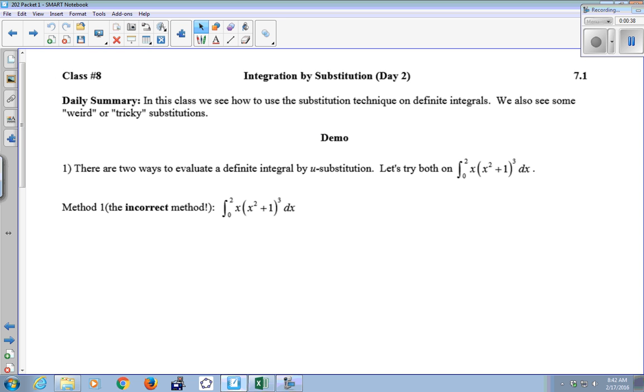Okay, so today we're going to learn how to use the substitution technique on definite integrals, meaning where we have limits of integration, as opposed to just finding an antiderivative. And then we're also going to see how to do some weird or tricky substitutions. There are two ways to evaluate a definite integral by U substitution. I'm going to do both of them. One of them is technically incorrect, and if you write it this way, you will lose a little bit of credit. So I'm going to write it all out, and then you can tell me what's wrong with it.